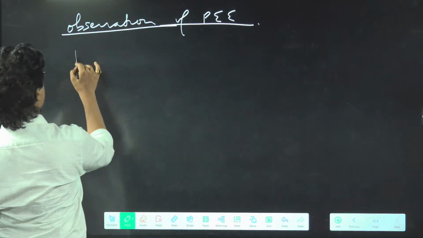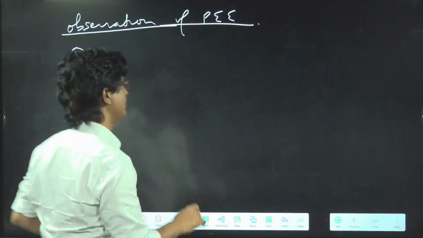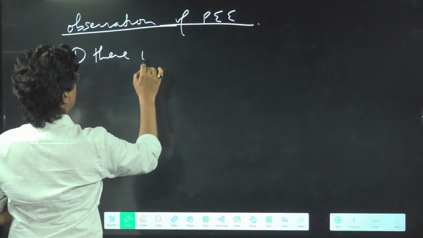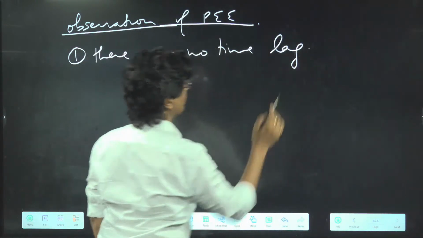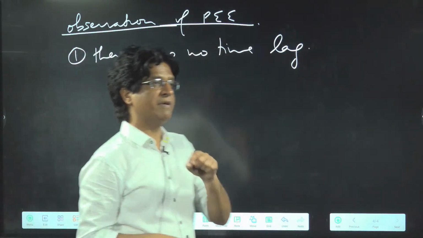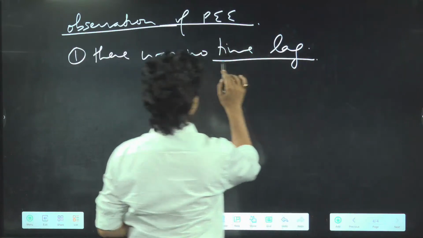So the observation number one, the first observation which was made, was that there was no time lag. But according to classical wave theory, there was something called time lag. There was no time lag.